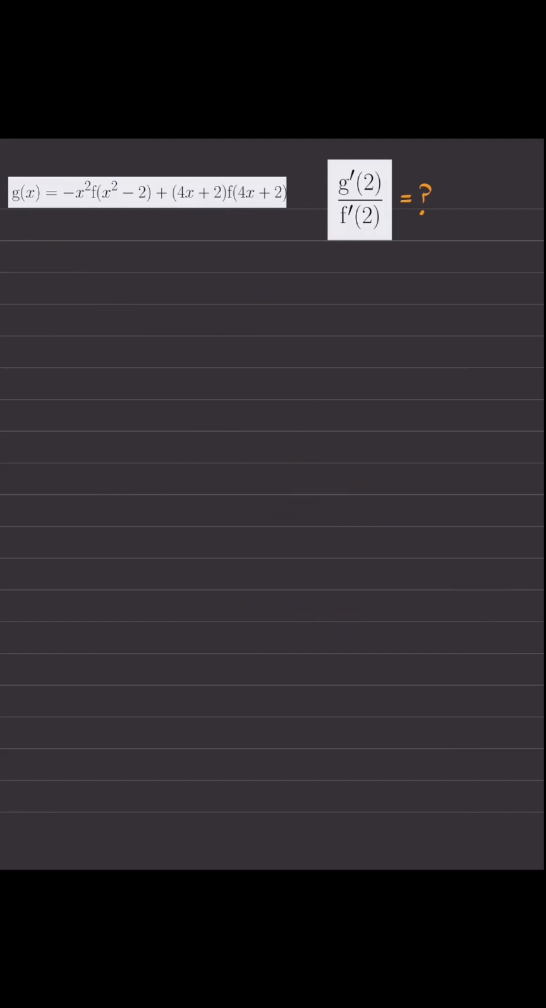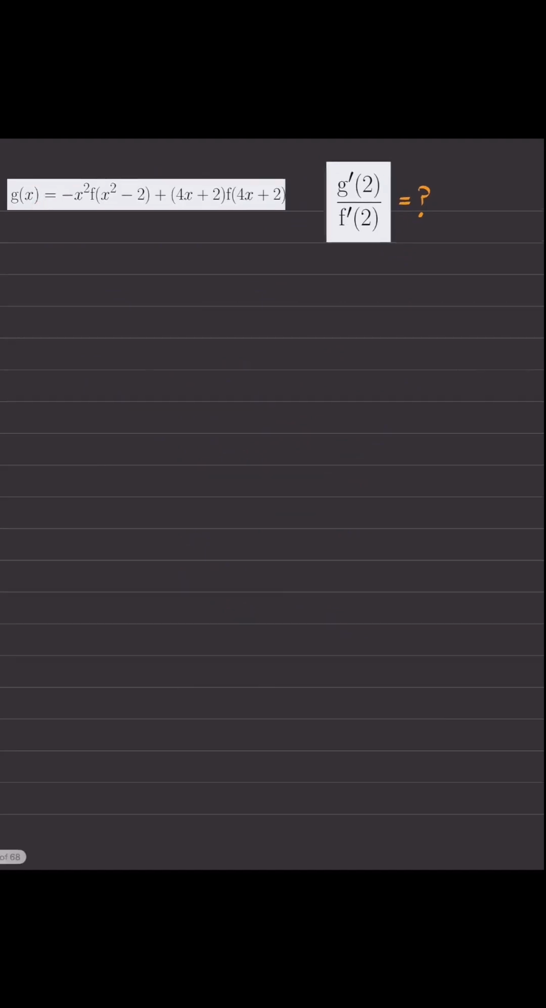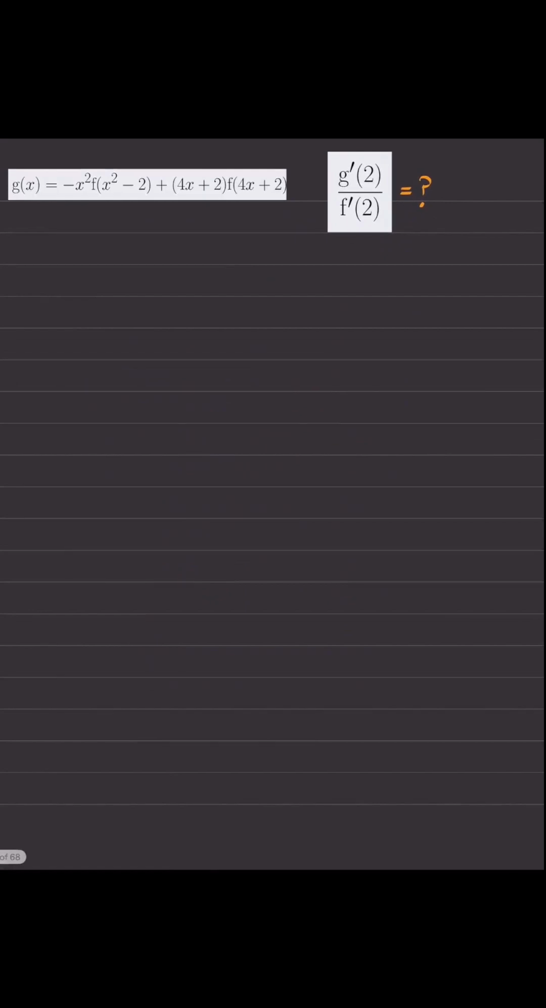Okay, because the question mark is about the derivative of g at point 2 divided by the derivative of f at point 2, it motivates us to calculate g prime of x and then replace x with 2. Yes, so let us do that. But of course, be careful here.